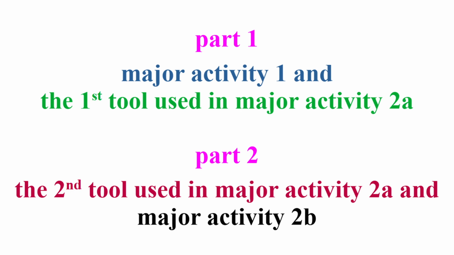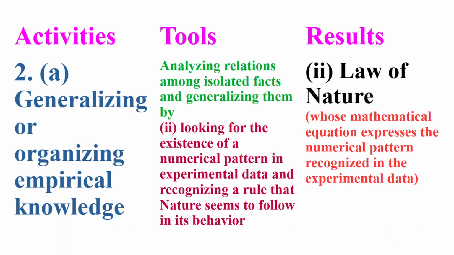In this part, we will look in detail into the second tool used in major activity 2A as well as into major activity 2B. The second tool used for generalizing or organizing facts is looking for and recognizing the existence of mathematical patterns in a set of related quantitative facts, namely numerical experimental data. The numerical pattern so discovered simply indicates that nature follows a corresponding rule in its behavior. The rule is referred to as a law of nature.